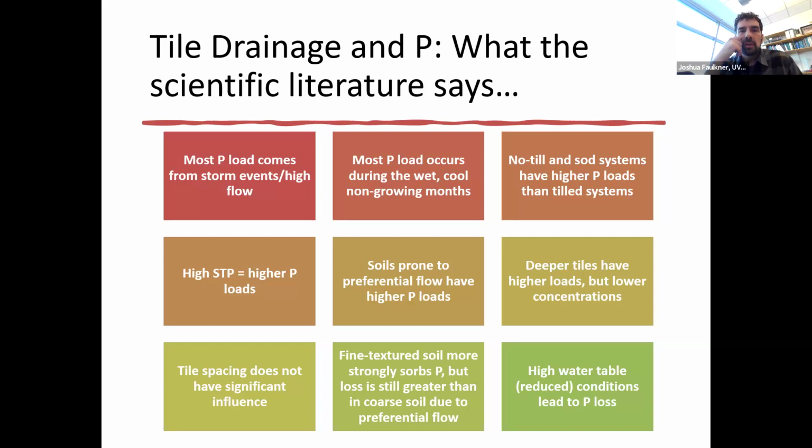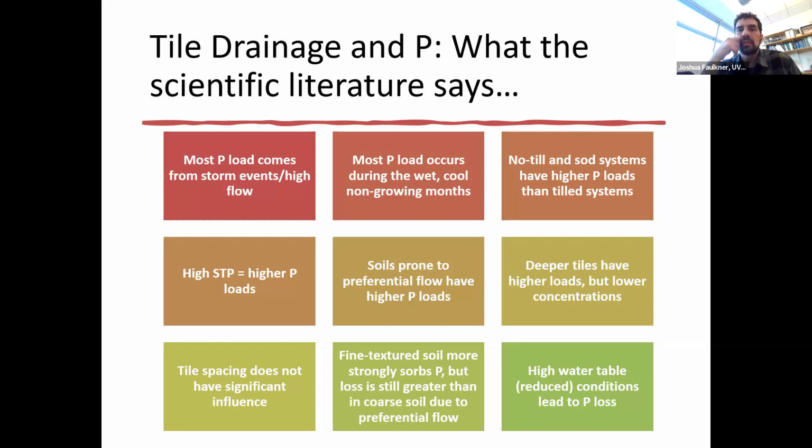Most phosphorus load occurs during the wet, cool, non-growing months. Very true. That's also what we've seen here, that it's not high loads in the summertime. It's really during the non-growing season, when we have really wet conditions. 2023 is an exception, but we're seeing most phosphorus being transported in the non-growing season.